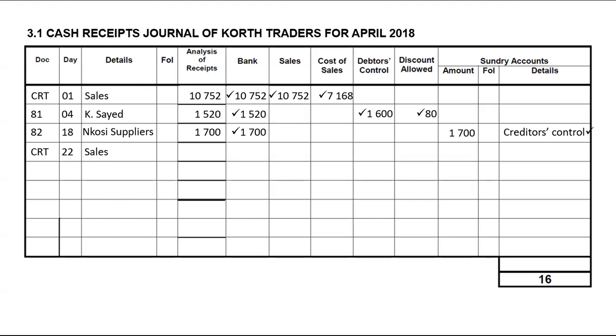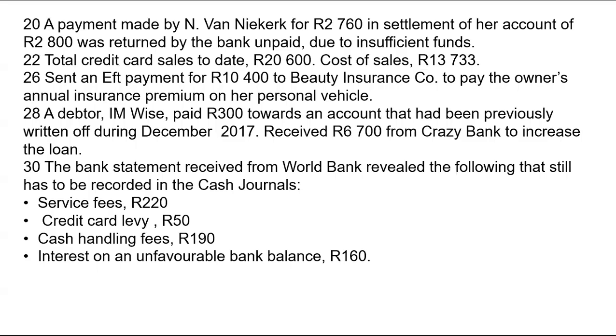All right. So it'll be recorded. It's the same as direct deposit and EFT. It goes straight into our bank account. All right. And we don't need to analyze that. Under sales will have 20,600, and under cost of sales will have 13,733. And that's how we will record the transaction. Okay. Let us move to the 26th.